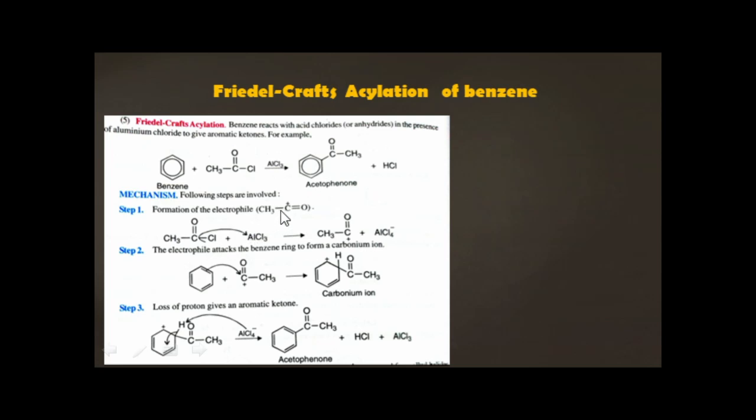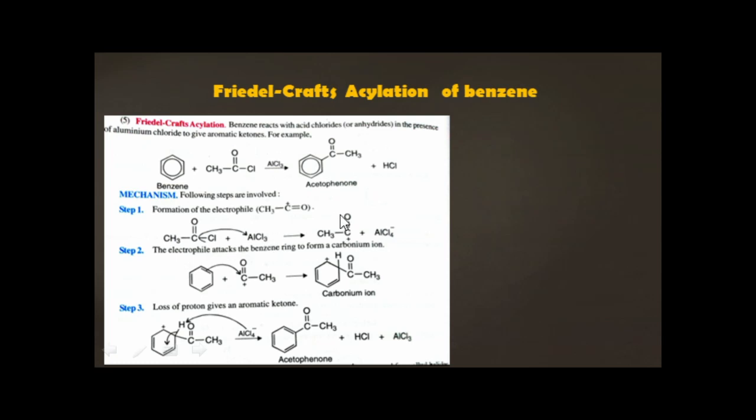Mechanism: when we look into the mechanism, in step 1, as usual, the electrophile is to be generated. So here the attacking reagent is acetyl chloride. From acetyl chloride, this acyl group, it's not a radical, it is a carbonium ion. Or we can say this one is the electrophile. The acyl electrophile is obtained in the presence of the catalyst aluminium chloride.